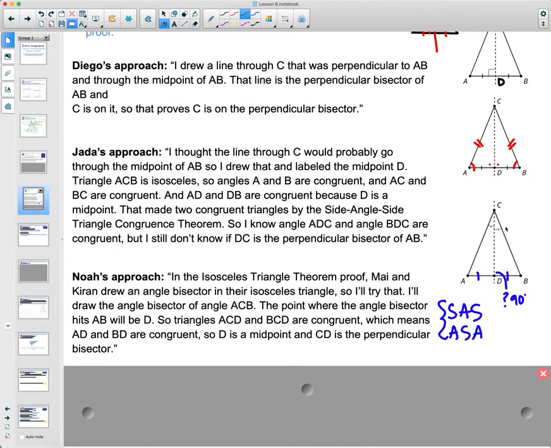And could Noah do that? Certainly. Okay, he could, because we would know the sides are congruent. So this is congruent to this by isosceles. And then we know this CD is in both triangles. And then we've got the angle between.